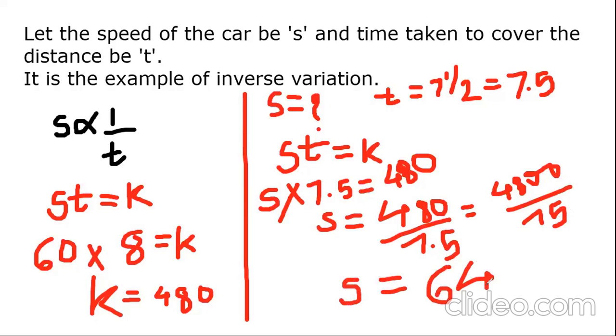So 64 kilometer per hour. Now the increase in speed: the speed should be increased by 4 kilometer per hour. Your new speed is 64, but your speed is already 60, therefore increase in the speed will be 64 minus 60, that is 4 kilometer per hour.